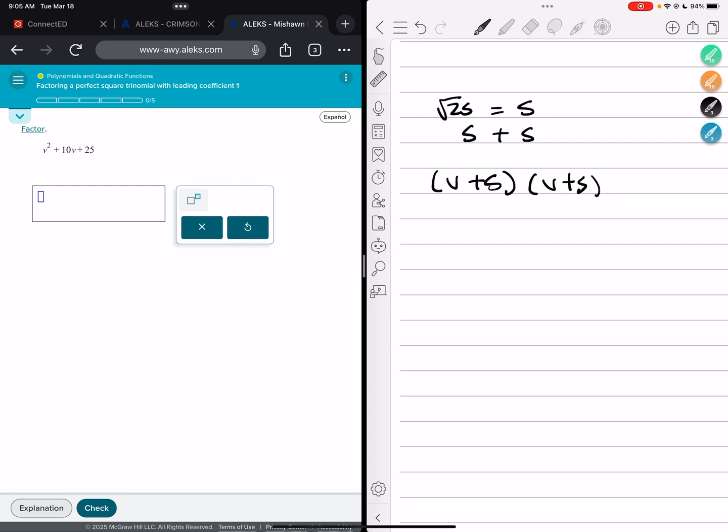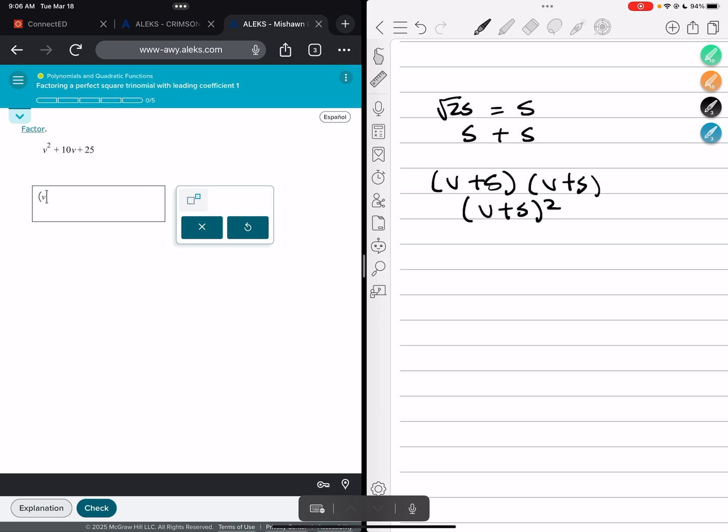But because they're both the same thing, we would simplify it to get v plus 5 squared, and that's all we have to do every single time with these ones. So we go parenthesis v plus 5 and then parenthesis squared, which we can check.